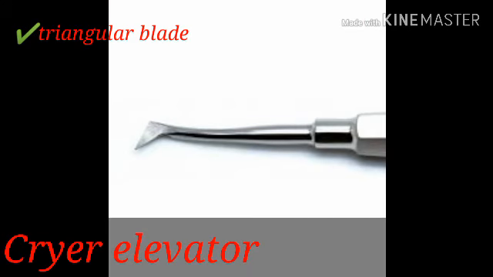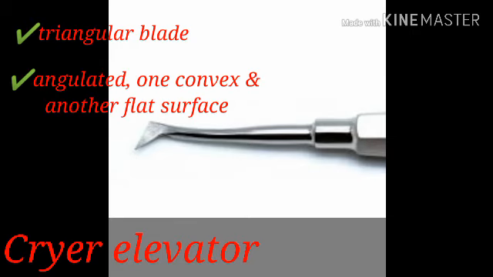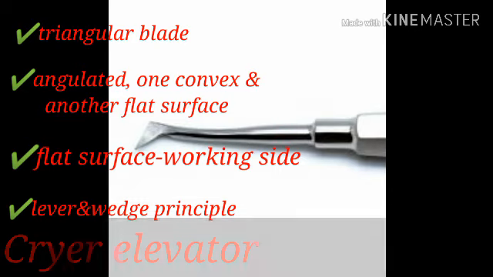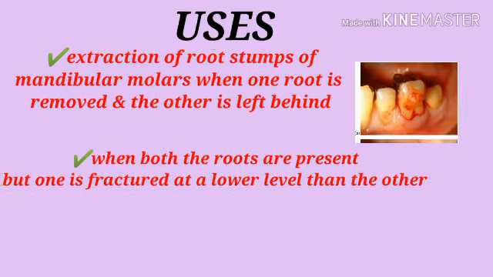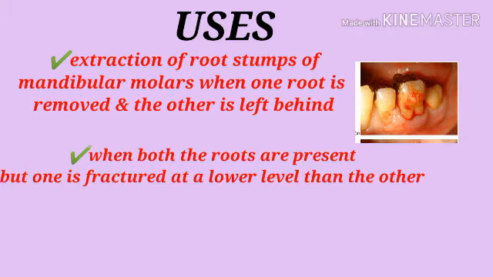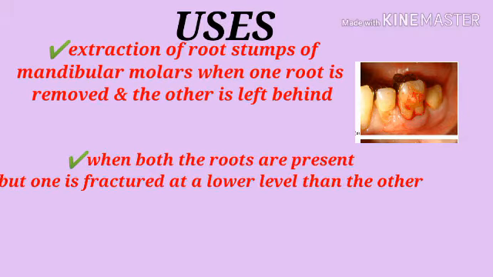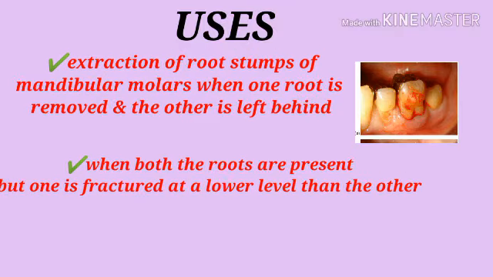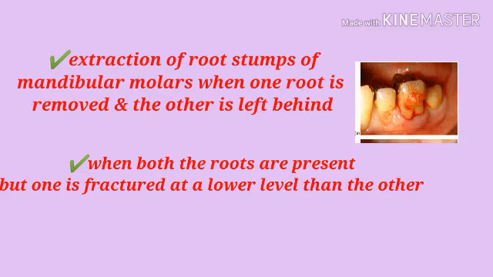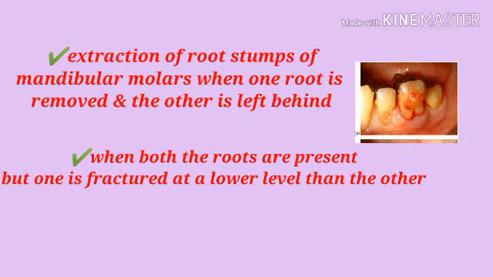Cryer's elevator is a straight elevator with a triangular blade. The working tip is angulated with one convex and another flat surface. The flat surface is the working side. It is based on the lever and the wedge principle. The uses are for extraction of root stems of the mandibular molars when one root is removed and the other is left behind, and for extraction of mandibular molar root stems when both the roots are present but one is fractured at a lower level than the other, or when the furcation is intact.